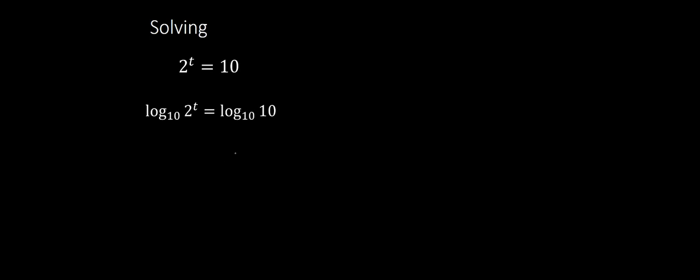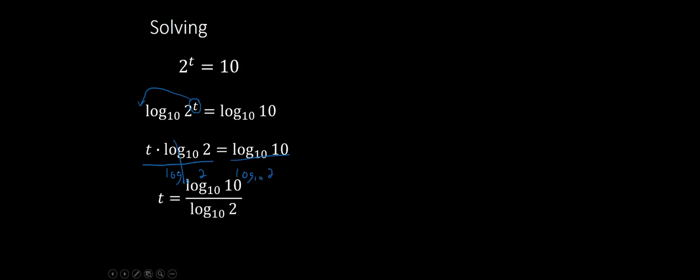Then from here I can bring the t out in front, and now I have t times log base 10 of 2 equals log base 10 of 10. And then to solve for t, I can divide both sides by the log base 10 of 2. What I have is t equals log base 10 of 10 over log base 10 of 2. I can put this into my calculator, where log base 10 of 10 is equal to 1. Log base 10 of 2 is equal to 0.30103. And when I divide, I get t equaling 3.32.